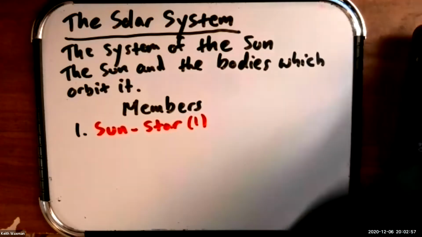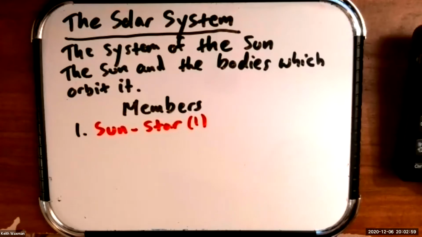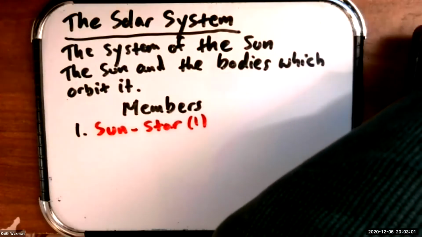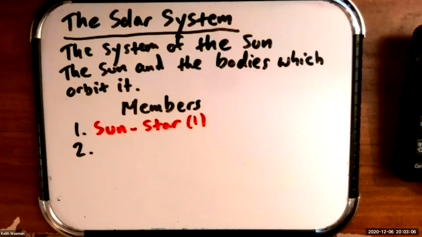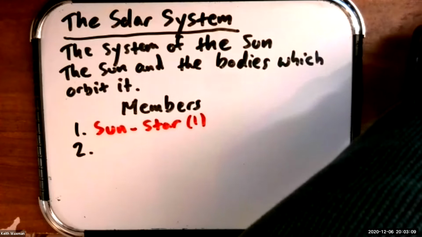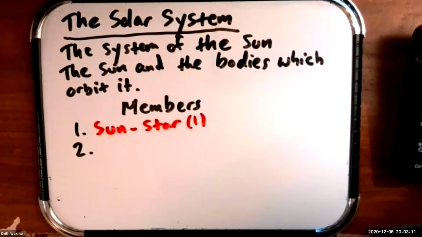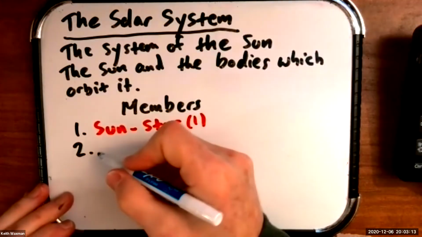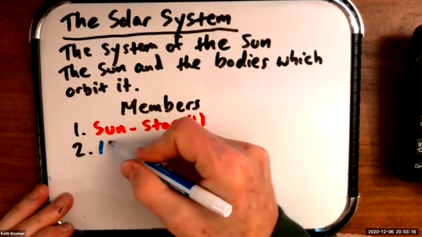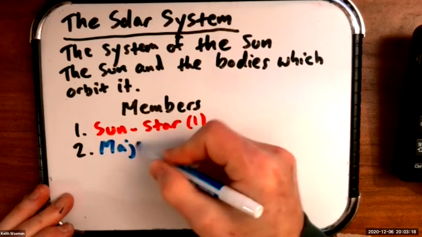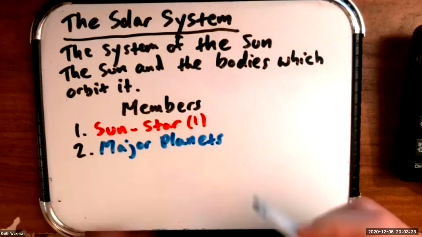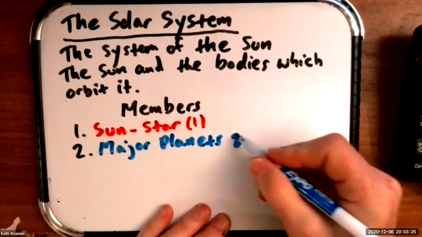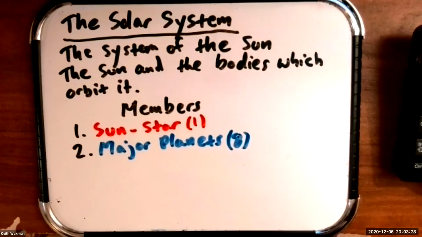What else is in the solar system? The things you probably think about, well, we talked about one last time. Number two, what else do we have? We have the planets, right? But we're going to distinguish between types of planets. We're going to call these the major planets. Major planets. And we now have eight of them. One has been demoted, which you may have heard about.